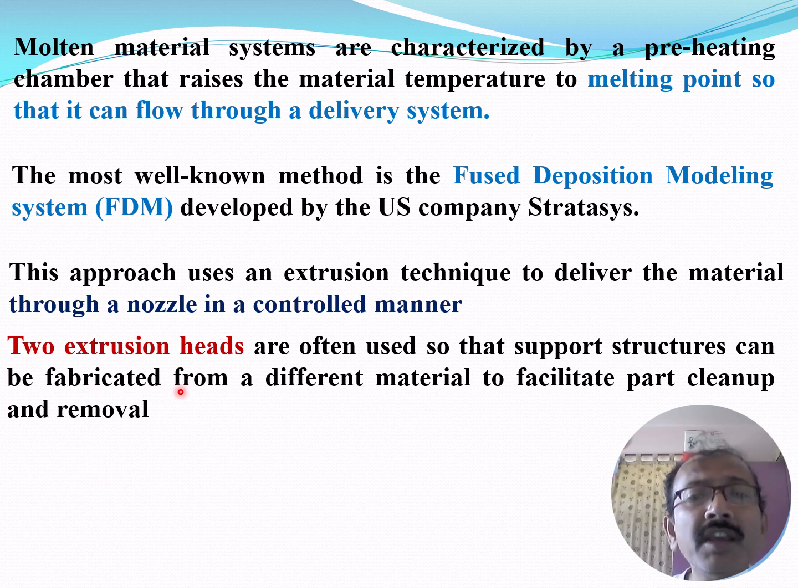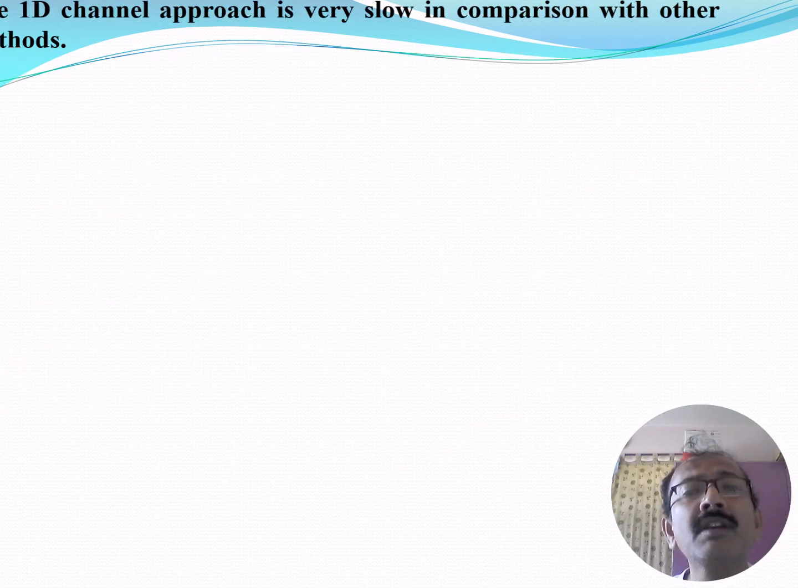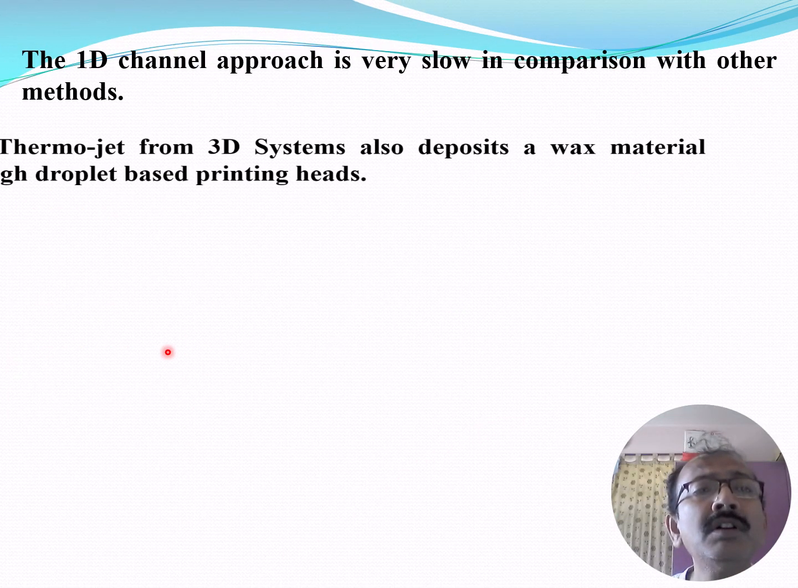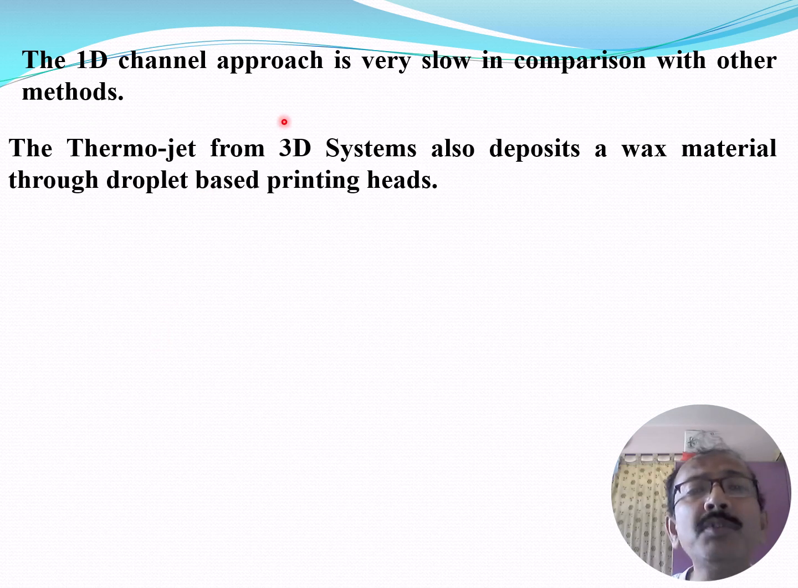Two extrusion heads are often used so that the support structure can be fabricated from a different material to facilitate part cleanup and removal. Now, the 1D channel approach is very slow in comparison with other methods.